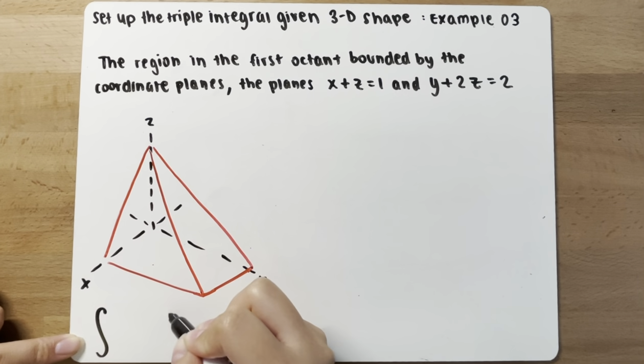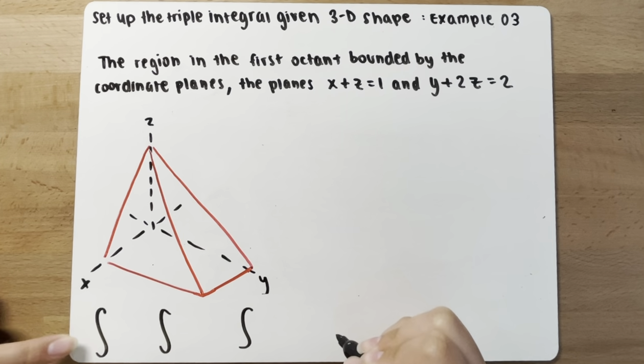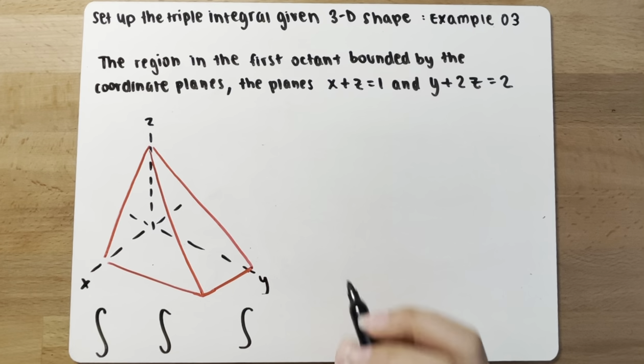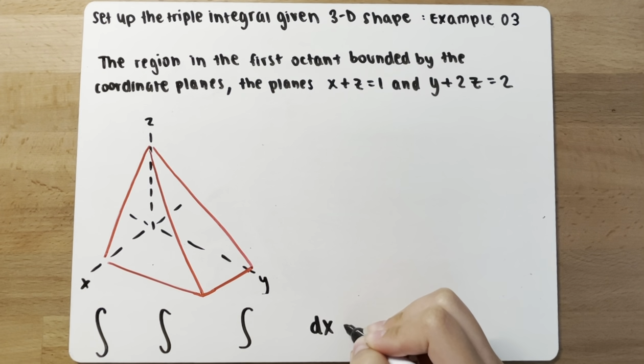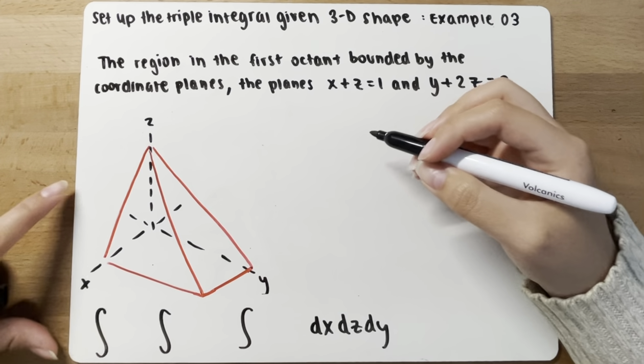Okay, so you set your triple boundary. Now, we could either put dx or dy first. I'm just going to put dx first, then dz, then dy. But I could do dx, dy, then dz. As long as dz is not first, we're good to go. We could set it however we want.